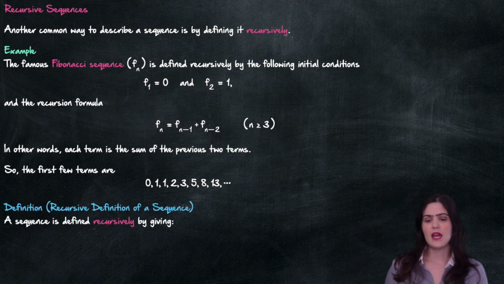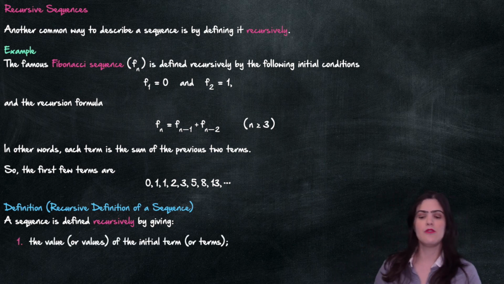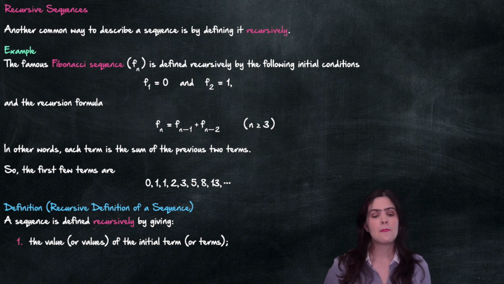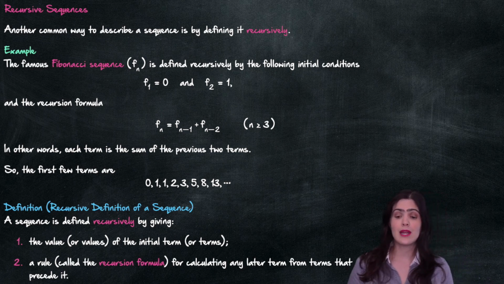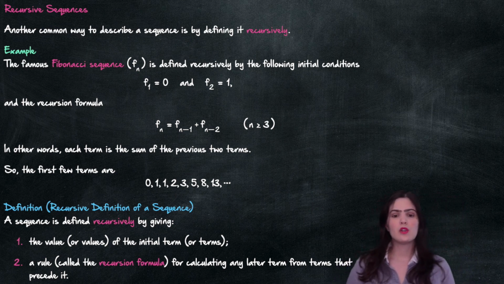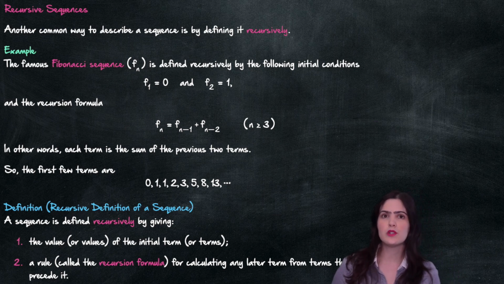So in general, a sequence is defined recursively by first giving the value or values of the initial term or terms. In this case, we had two initial terms. And then we have to give a rule, usually called a recursion formula, for calculating any later terms from the previous ones. We're going to talk a bit more about some of these types of sequences later, but for now, I just want you to focus on the definition.